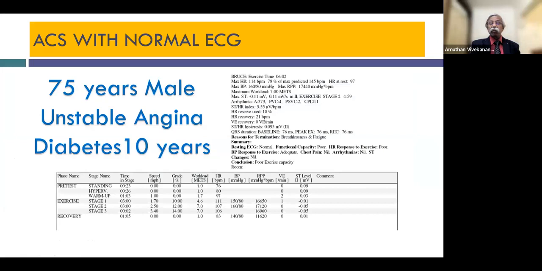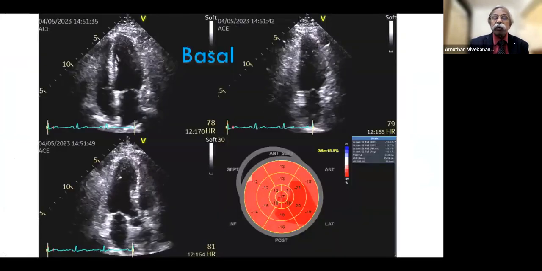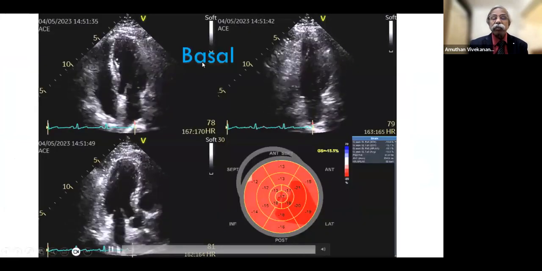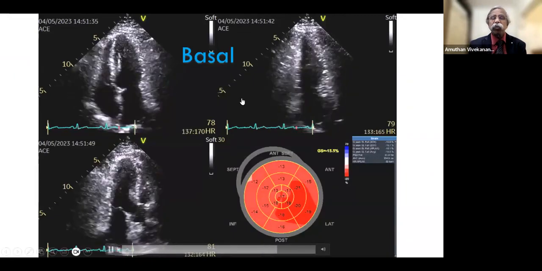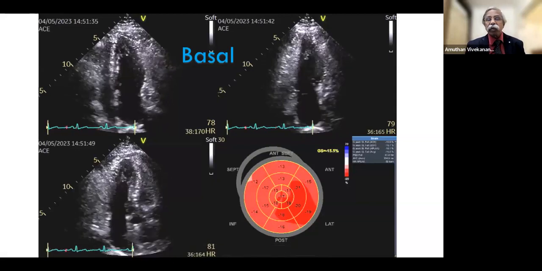This is a 75-year-old male. This is the basal ECG, and it's normal. And this is after the exercise test. Again, this is the peak ST deviation, which does not show any abnormal deviation. So the patient had a stress echo simultaneously. You just put the transducer before your treadmill exercise and after treadmill exercise.